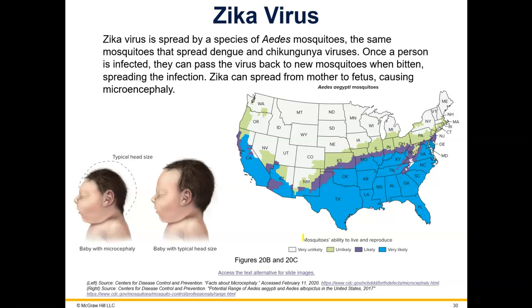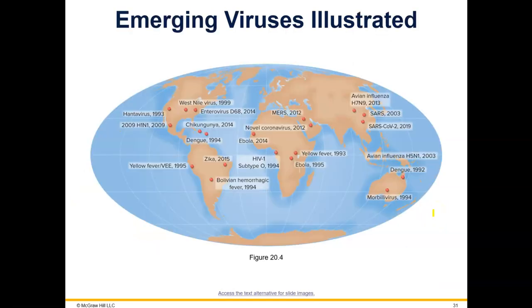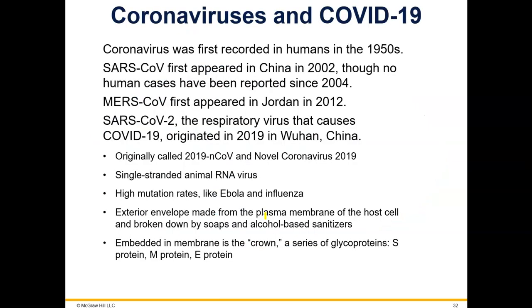And this is just showing you the Zika virus, which is spread by mosquitoes. And it's showing you areas that are more likely to have mosquitoes, which obviously is the South. And then emerging viruses and where they began all over the globe. You can look at some of the different examples.